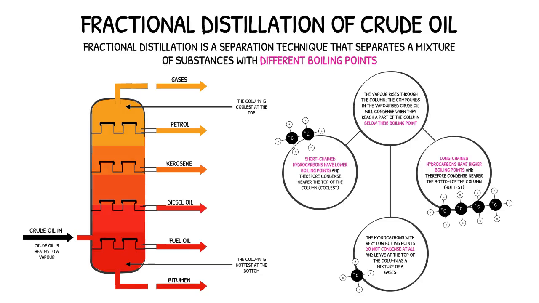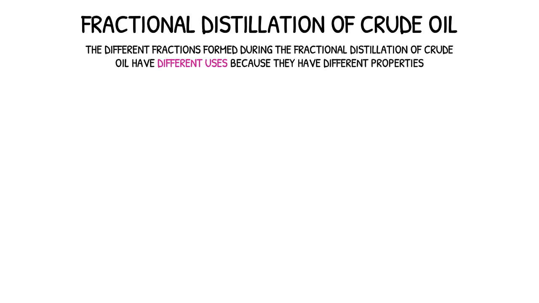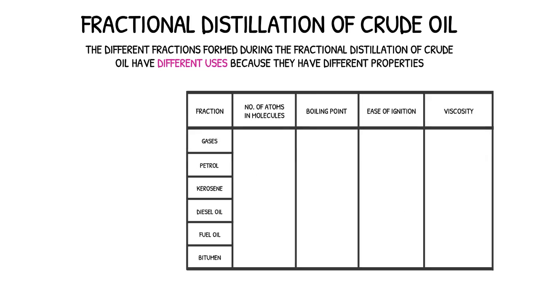Each fraction of crude oil contains a mixture of hydrocarbons that are of similar size and boiling points. Because of the different properties, each fraction has a different use in the industry. We can use this table to compare the different properties of each fraction formed during the fractional distillation of crude oil. Fractions produced nearer the bottom of the column are much larger molecules and therefore contain more atoms, in comparison to the fractions produced nearer the top of the column, which are much smaller and therefore contain fewer atoms.